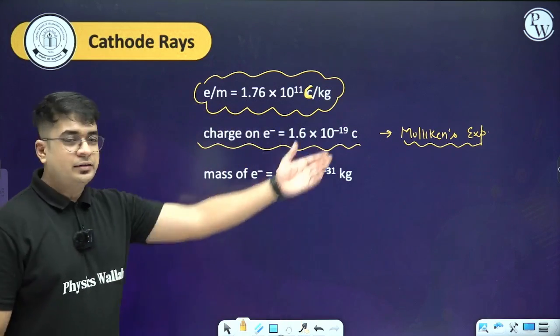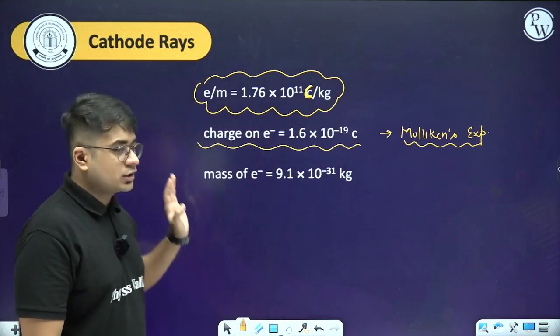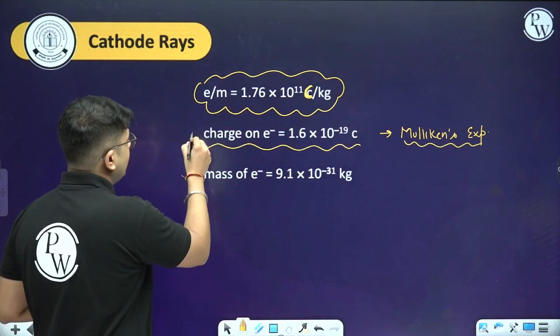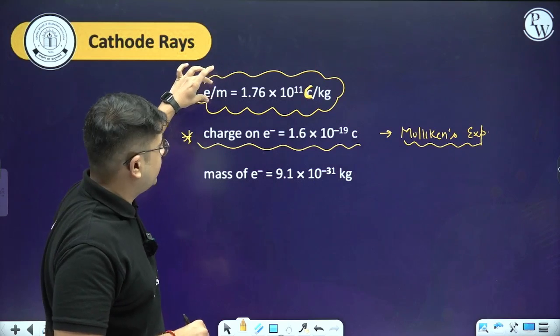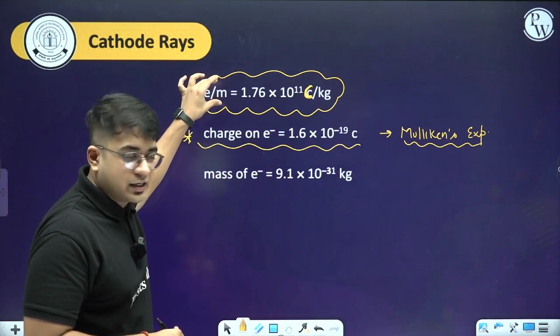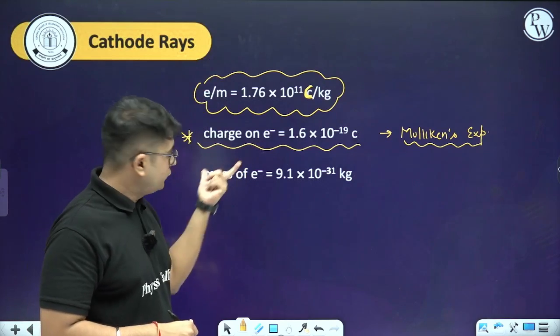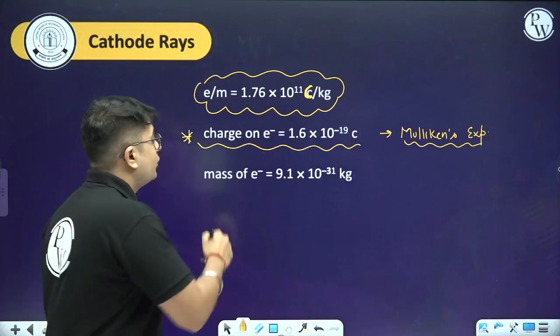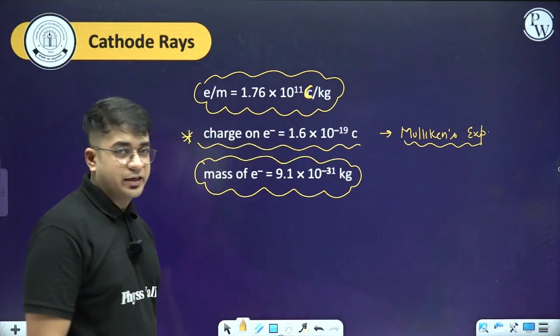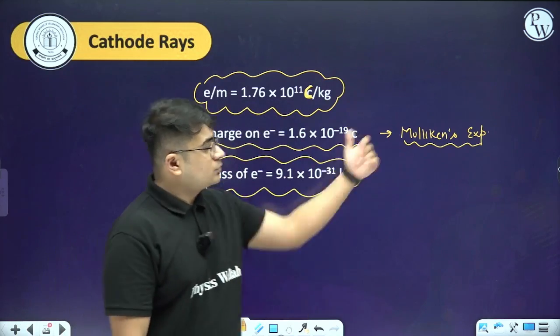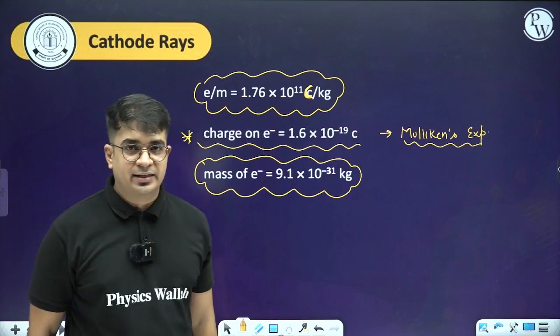And that Millikan experiment was able to explain the charge of the electron, and after the charge we know the specific charge of that electron, or whatever cathode rays we are considering. We know the charge of the electron, so we can easily calculate the mass of the electron, which came out as 9.1 multiplied by 10 raised to the power minus 31. Now the main thing is, sir, what is Millikan's experiment? How can we explain this entire part?